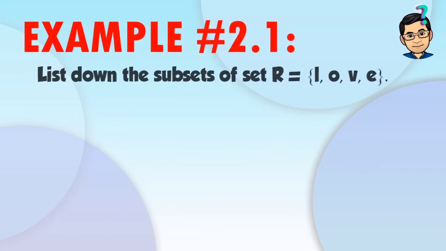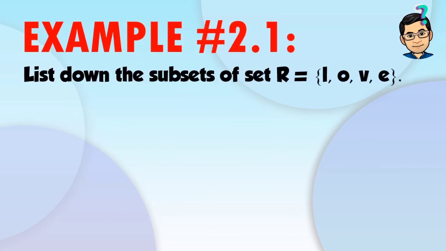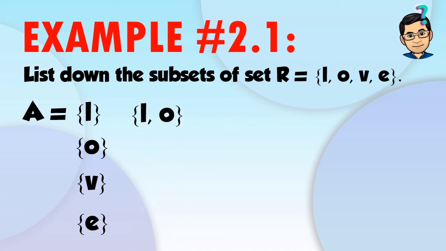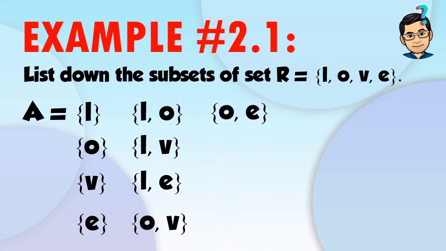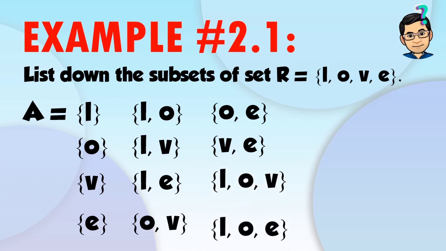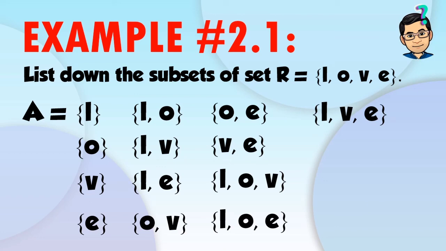So, ano yung mga subsets ng set R na yan? Yung 16 na yon. So, kagaya ng previous example, ililist down lang natin sila. Dahil dito, 4 yung elements niya. Una muna, tigi-1, tapos tigda-2, tigta 3, 4, tsaka syempre yung null set. So, let's have yung tig-isa muna. So, L, O, V, E. Tigda 2 naman. L, O, L, V, L, E, O, V, O, E, V, E. So, tigta 3 naman. L, O, V, L, O, E, L, V, E, tsaka O, V, E.